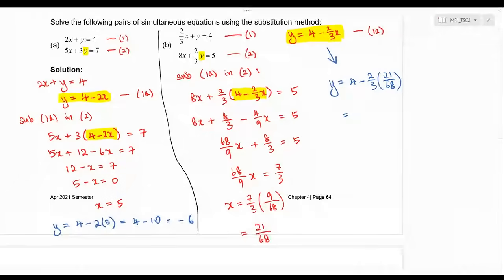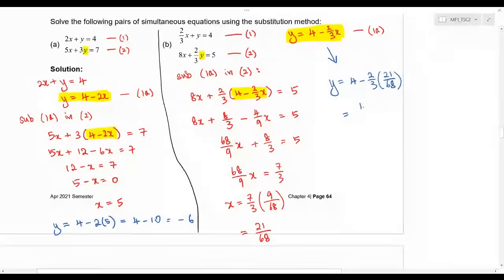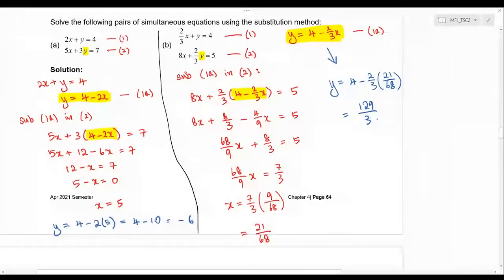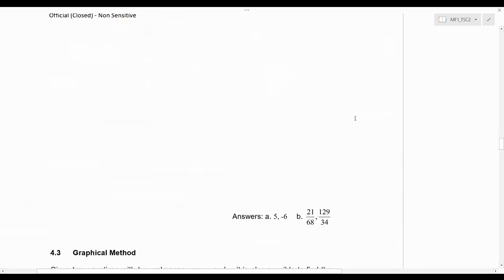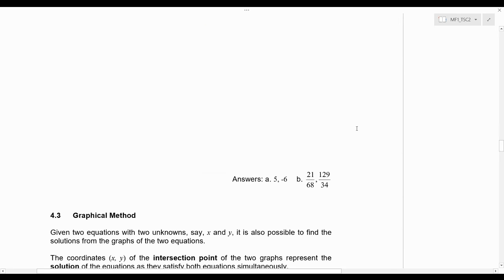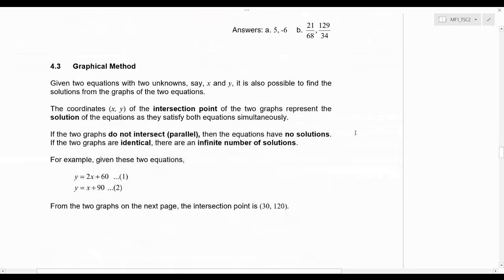Okay, x will be 21 over 68, and y will be 129 over 34. Right, moving on. Oh, there's the answer at the bottom. In any case, last but not least, I'm going to do the graphical method.